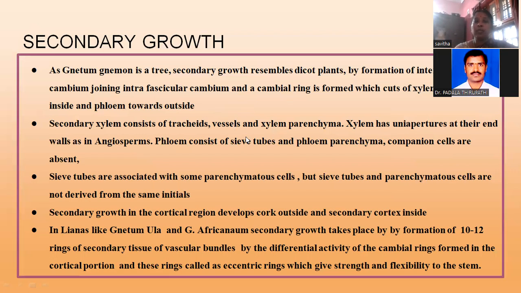When you come to the cortical secondary growth, some of the cells in the cortex act as the cork cambium, and they cut off cork towards outside and secondary cortex towards inside, like angiosperms.